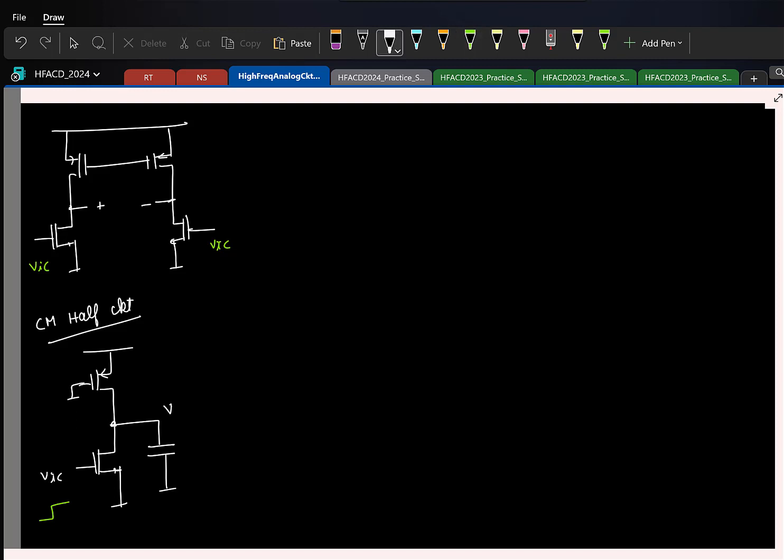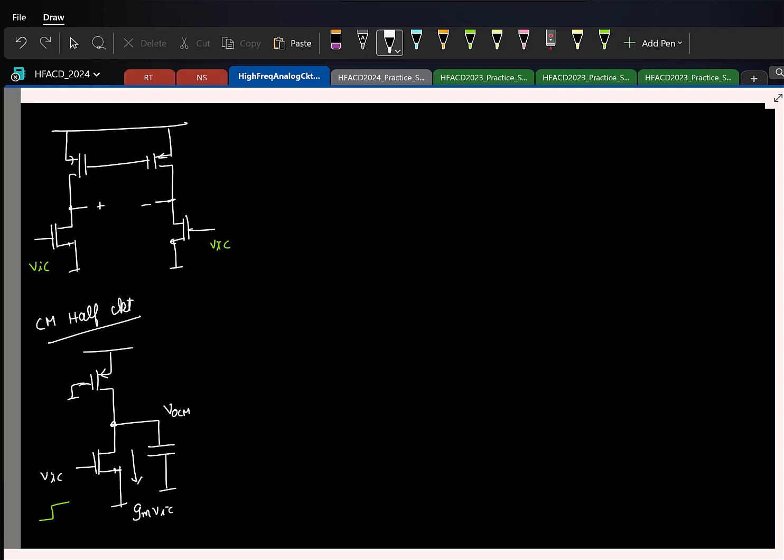So what will happen to the output common mode small signal? I mean, this is a circuit, right? I've applied a small step. I want to see what will happen to the output. What do you think will happen? If I apply a VIC as the small signal input, what is the small signal current being drawn here? GM times VIC. The current is a constant.